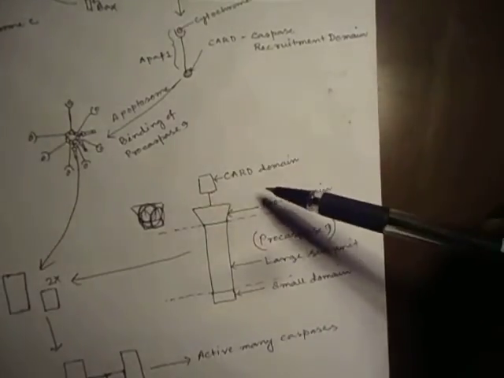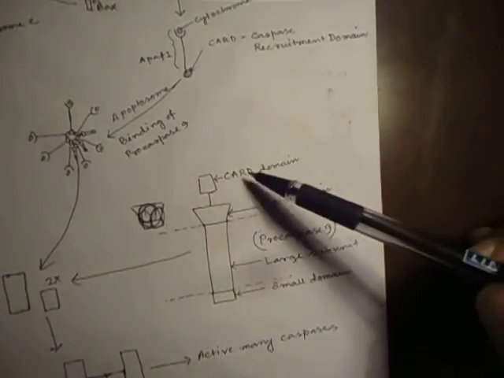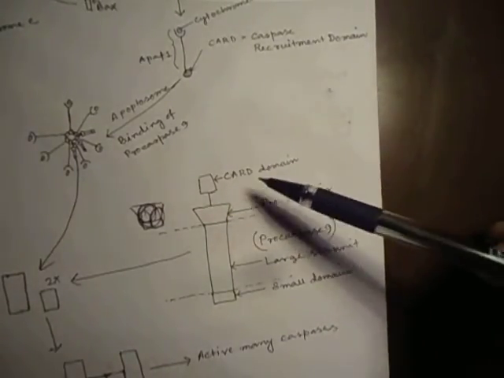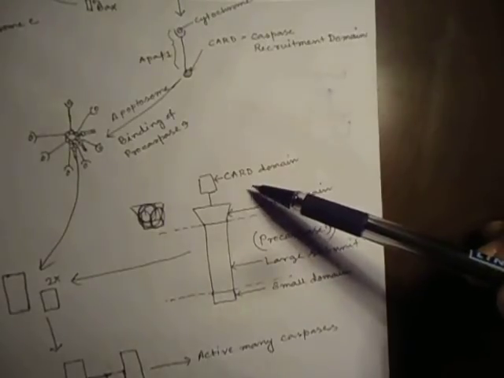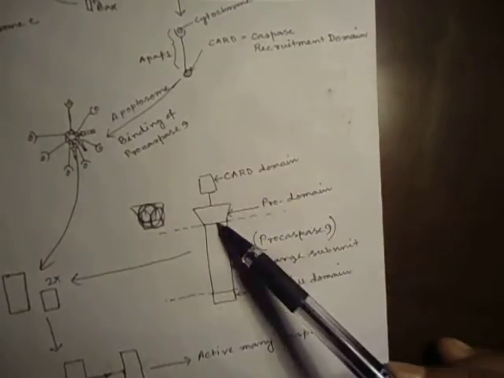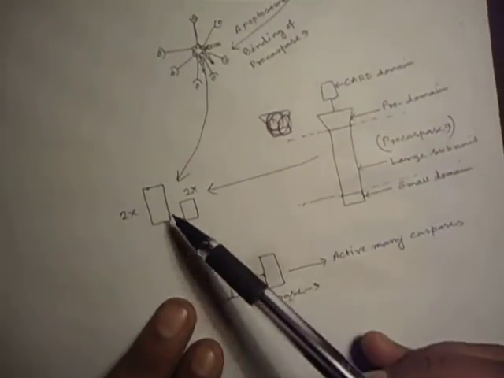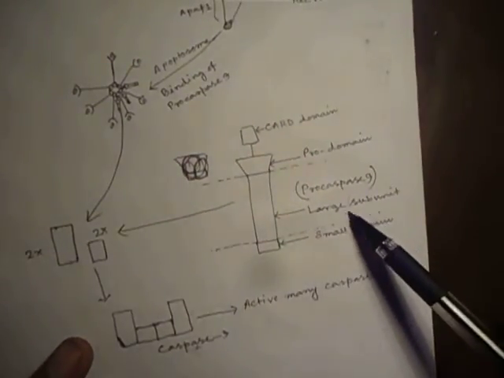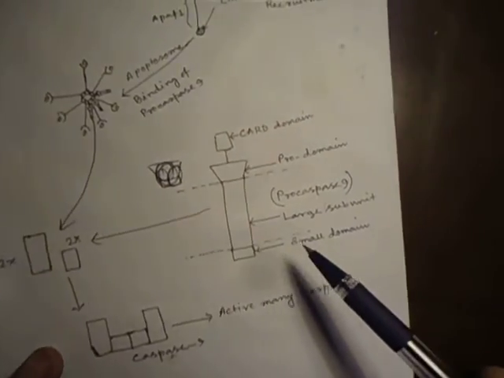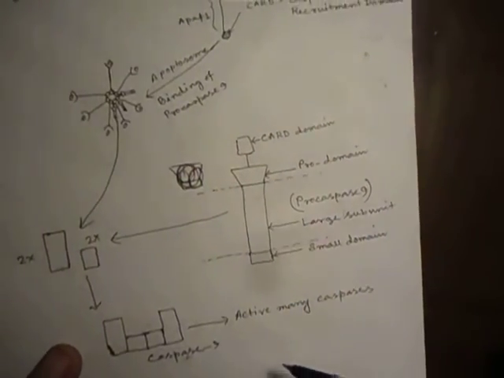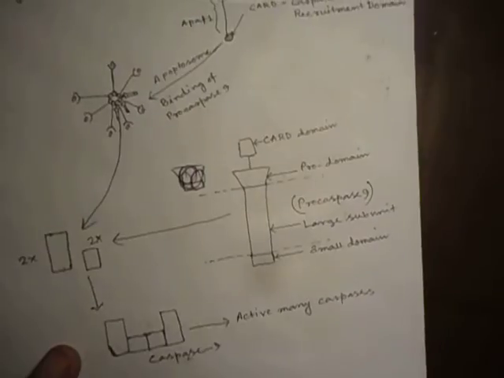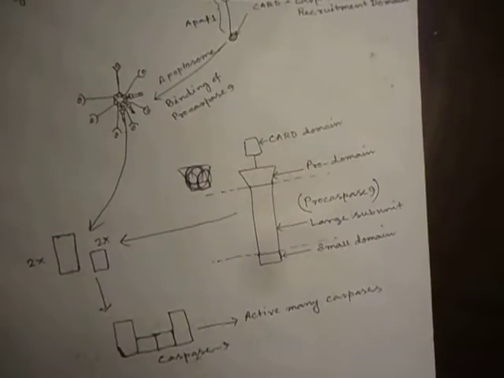We come to the structure of the caspase. There is the CARD domain, caspase recruitment domain, where the caspase will be recruited. Then the pro domain, which is the actual large domain, and the small domain. When this breaks, the activation of the caspase is done. Then they go to apoptosis, and the cell becomes apoptosed.